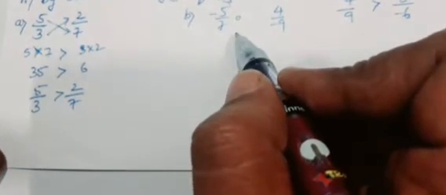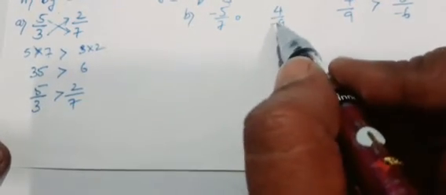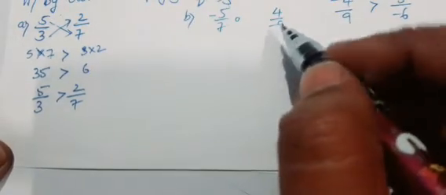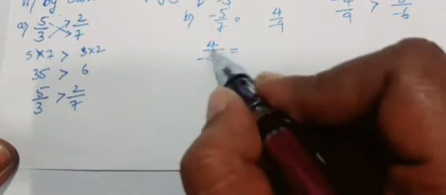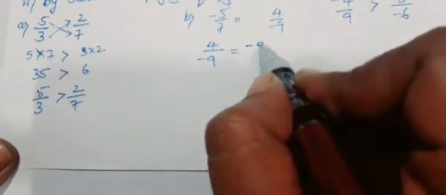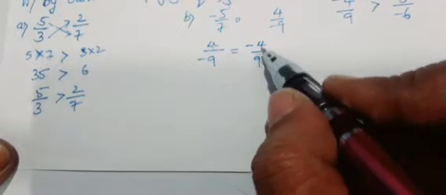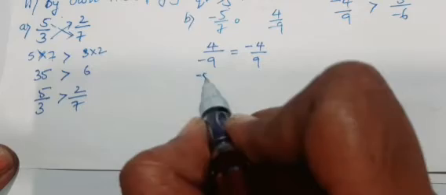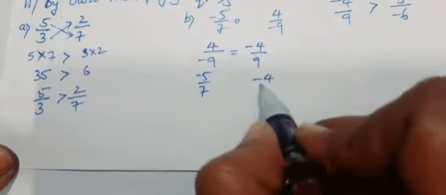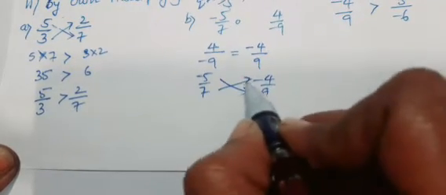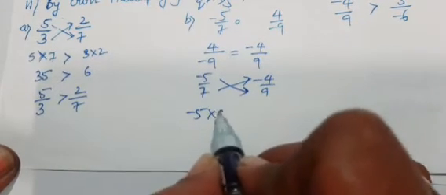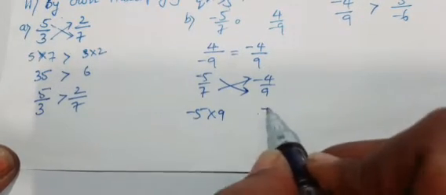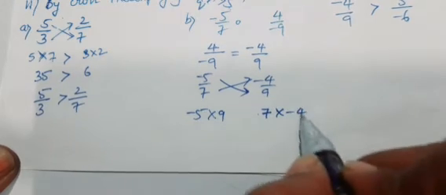Children, here you observe minus 5 by 7 is in the standard form, and one more rational number is 4 by minus 9. 4 by minus 9 is not in the standard form. So to convert it, we take minus to the numerator and it becomes minus 4 by 9. Now to compare minus 5 by 7 and minus 4 by 9, we cross multiply. That is minus 5 into 9 must be equal to 7 into minus 4.